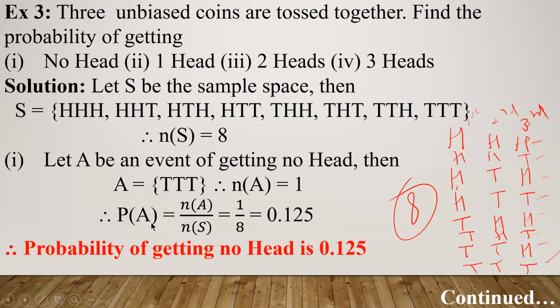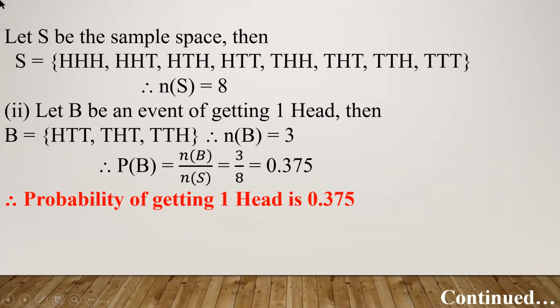So what is the probability of getting no head? 1 divided by 8. When you divide 1 by 8, you will get 0.125. So the probability of getting no head is 0.125. Similarly, let us find out the probability of getting one head. Let us call this an event B.